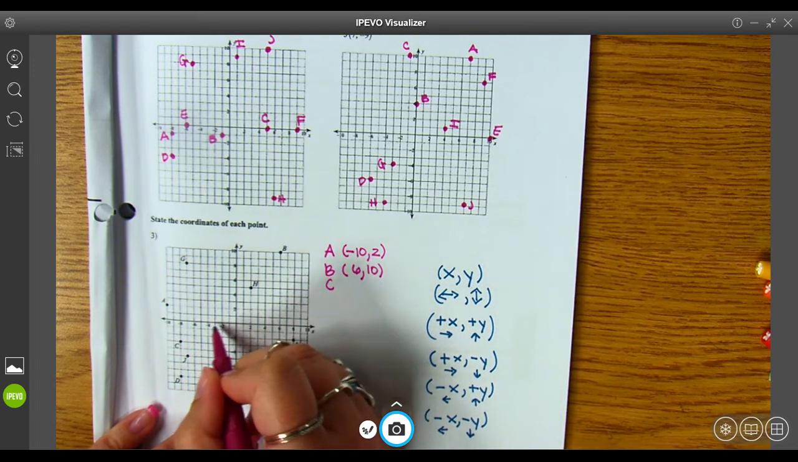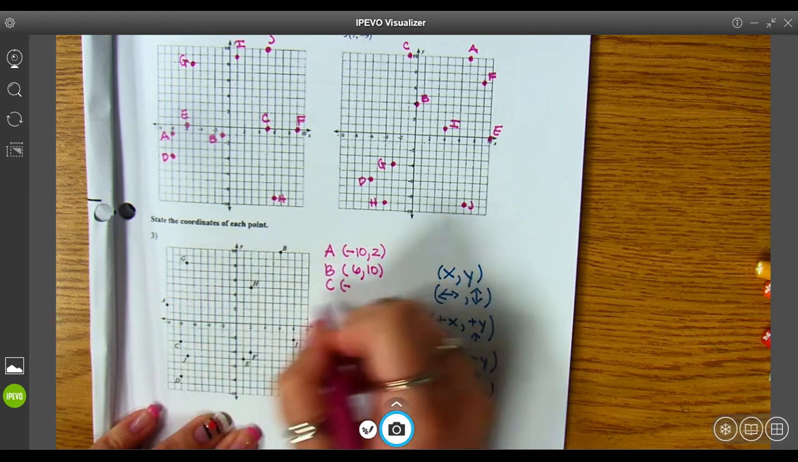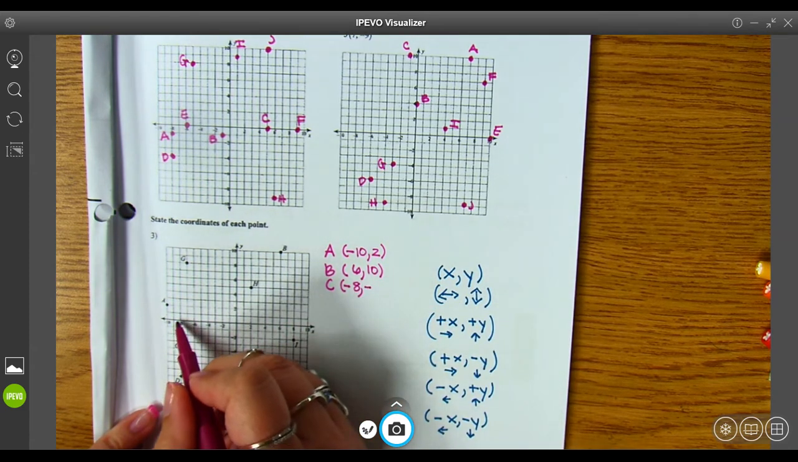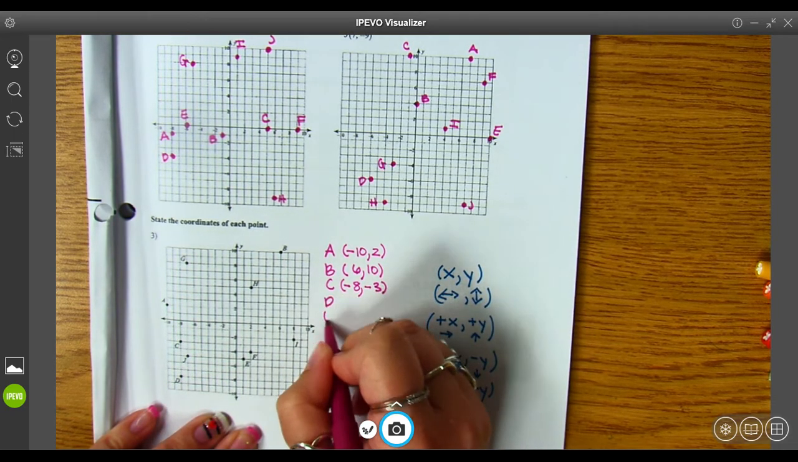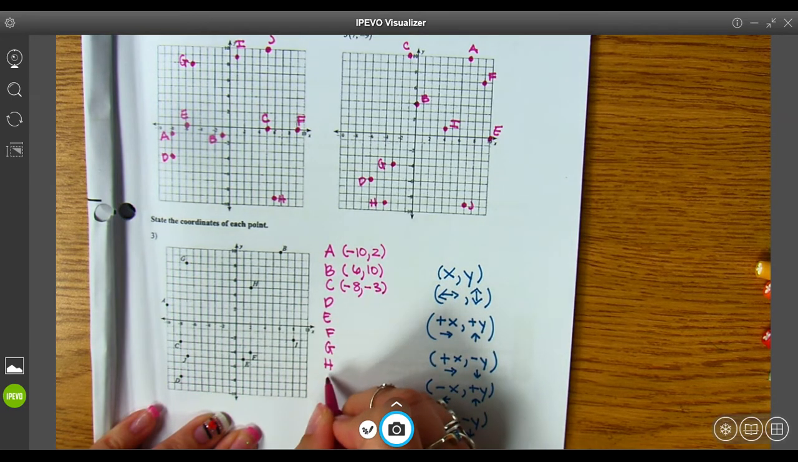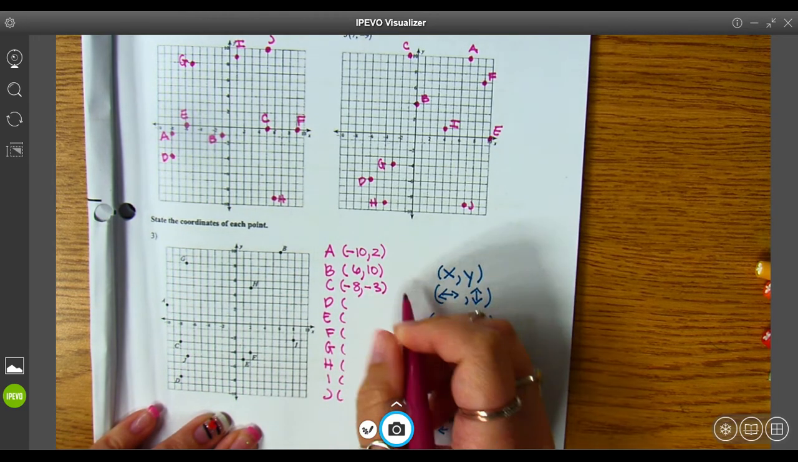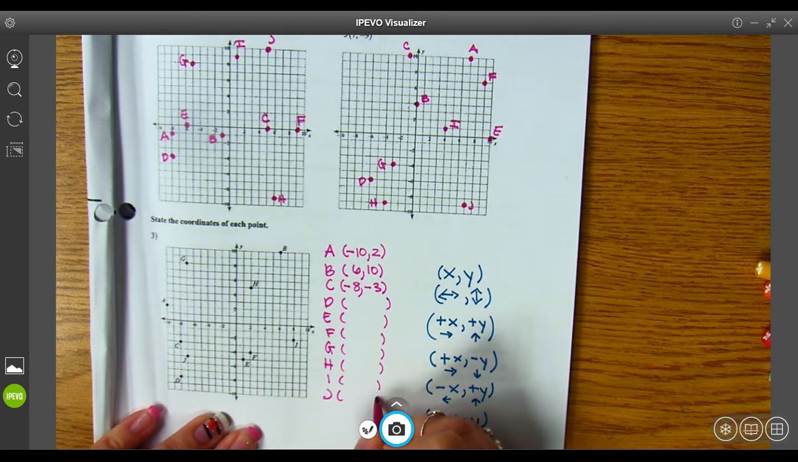C was to the left, so negative. And left how many? 8. And down, so negative. Down how many? 1, 2, 3. Okay, so there's D, E, F, G, H, I, and J. Okay, why don't you try to label the rest and then pause the video, unpause it, and come back and join us when you think you have them.